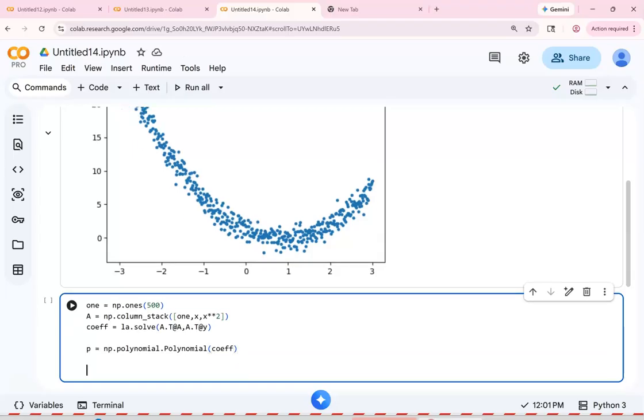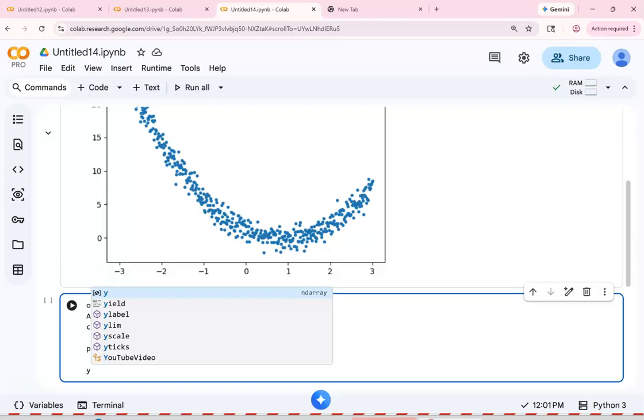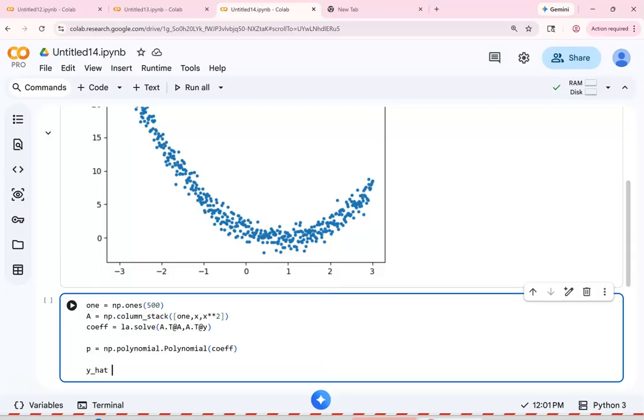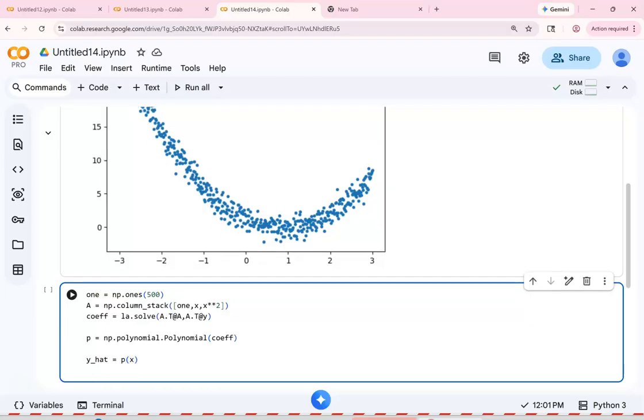Let's generate our y, or I'll call it y hat, with p of the x's. That's our predicted y's, right? That's the predicted y's. That'd be our b hat, if you will. Okay. And let's do our plots again. So let's do our scatter plot.